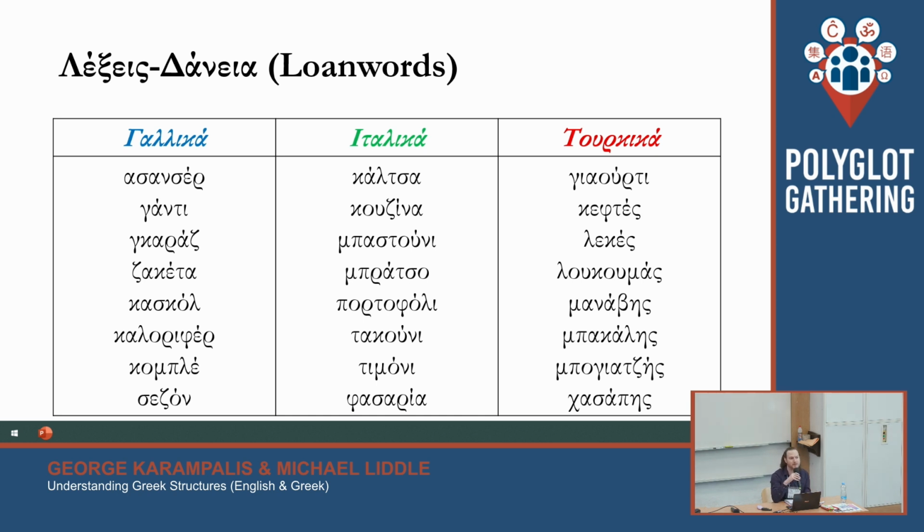Portofoli. What's funny about this word? What have they done to it? Exactly. So this is also a good example, we'll see again a bit later on, that sometimes the Greeks thought the plural of the word was singular, and so they ended up in the language with an iota. Portofoli. Takuni.